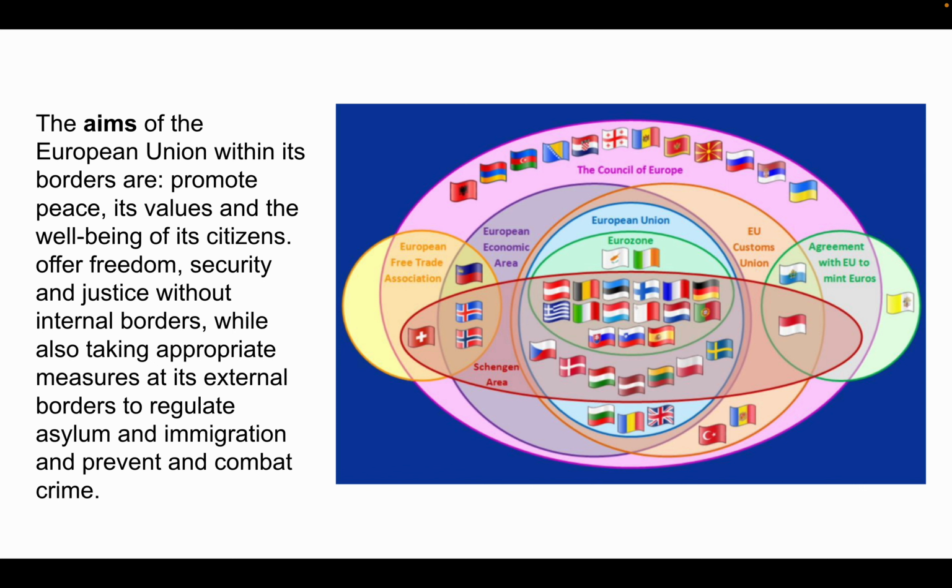Again, let's go over the aims of the European Union. Promote peace, its values, and the well-being of its citizens, offer freedom, security, and justice without internal borders, while also taking appropriate measures at its external borders to regulate asylum and immigration and prevent and combat crime.